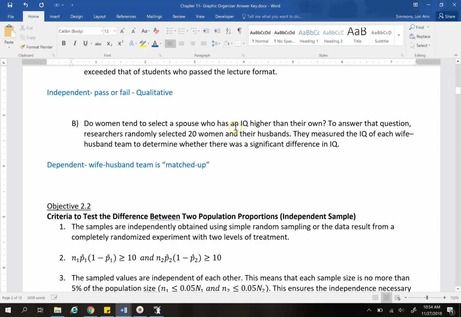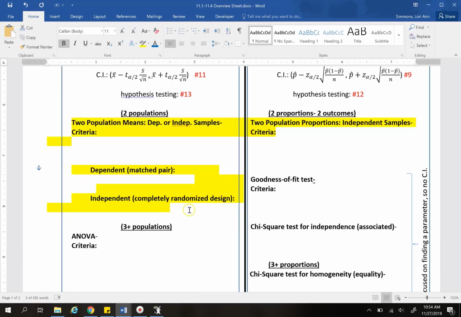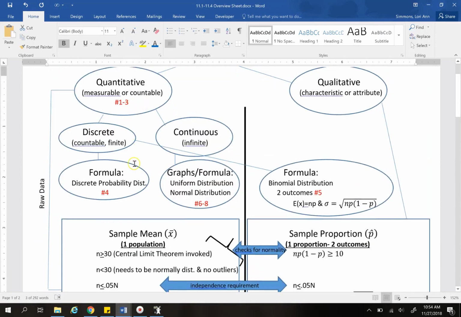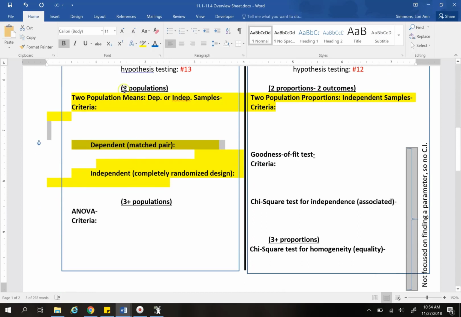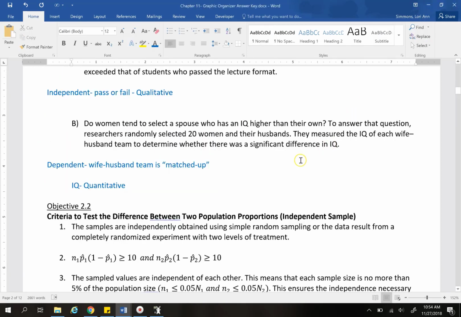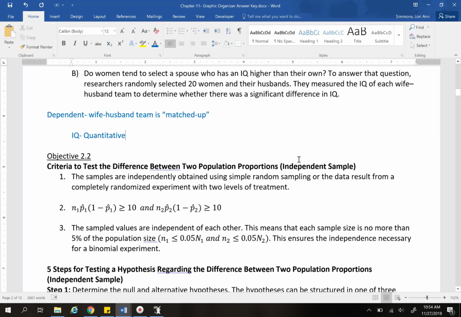Okay, and then we're looking at IQ. IQ is given as a number, so that's quantitative. So we look at our overview sheet, we're on quantitative. We have two populations, so we'd have to use this information for the question once we get to that part. So just kind of showing you how to use the overview sheet.